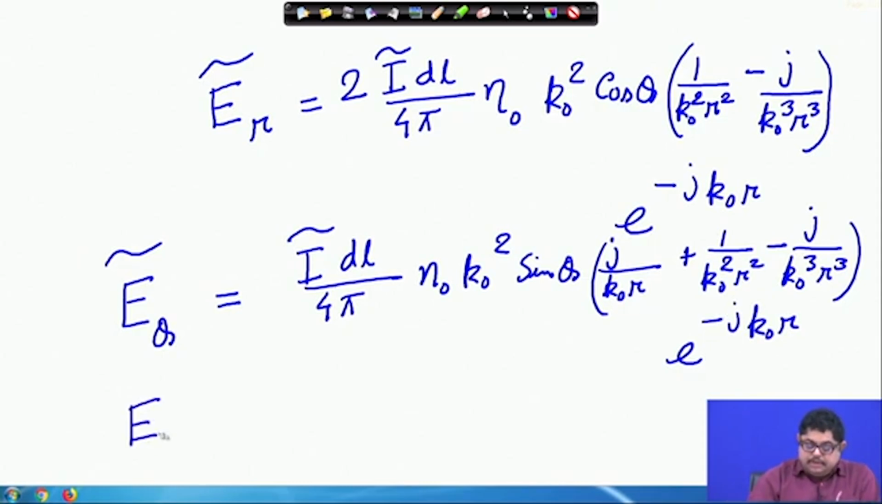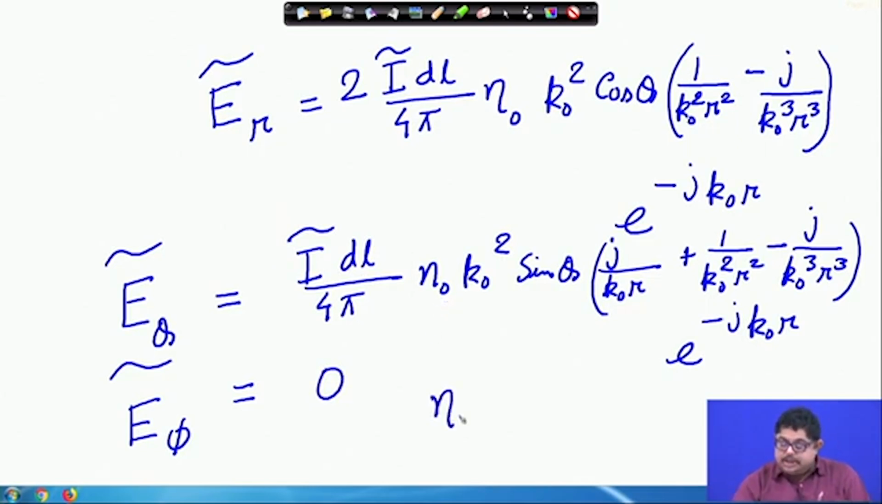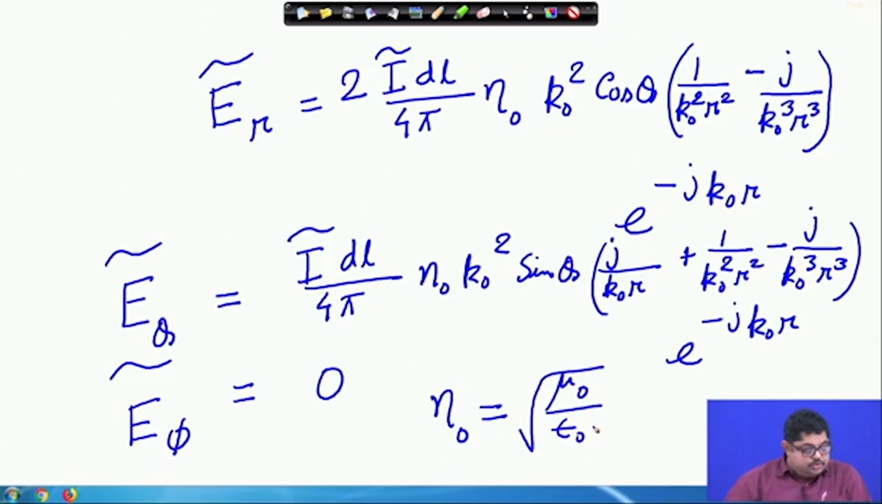And it does not have any phi component. The magnetic field has a phi component, the electric field does not have any phi component. Here the new term is this eta naught, the intrinsic impedance of free space, given by root of mu naught by epsilon naught.